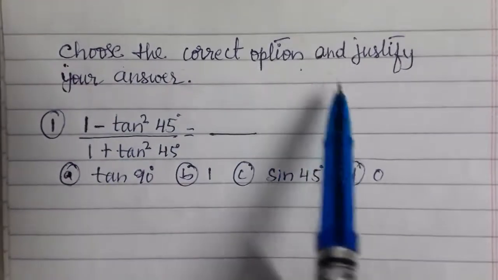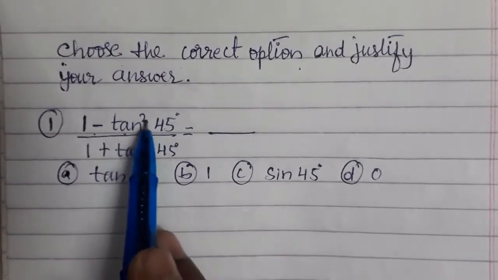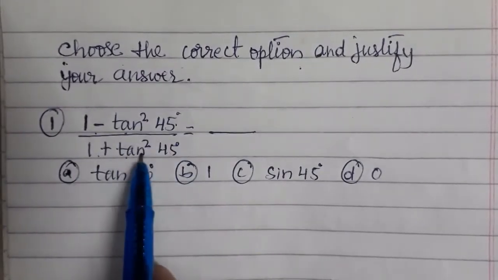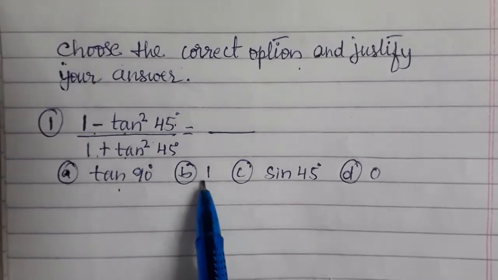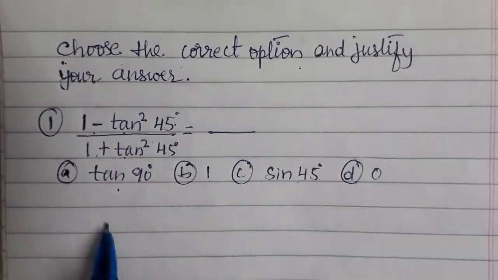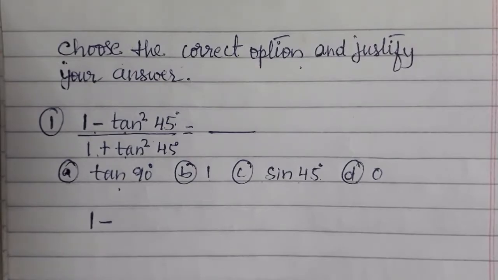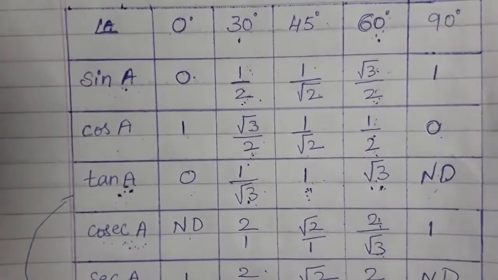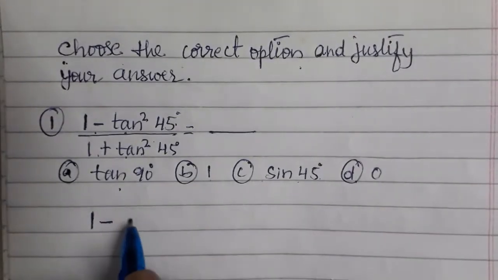Choose the correct option and justify your answers. (1 - tan² 45 degree) by (1 + tan² 45 degree). The options are: option A tan 90, option B 1, option C sin 45, option D 0. Let us see. 1 minus. What is the value of tan 45? You have to remember this table. Tan 45 is 1. If you remember the table, it will become easy.